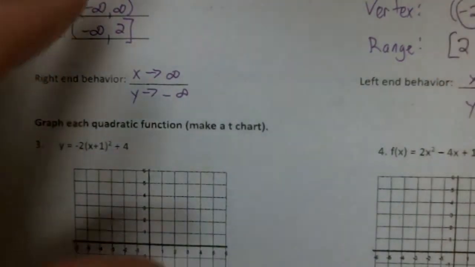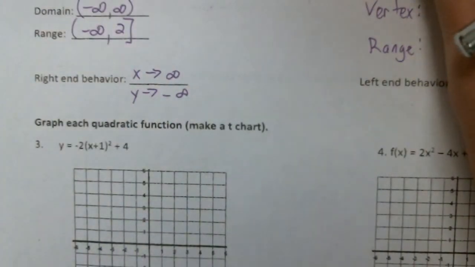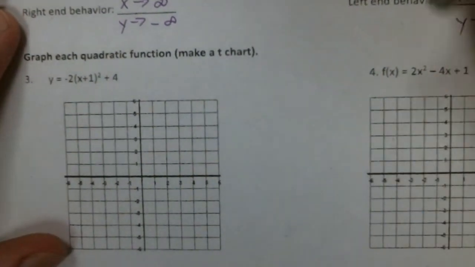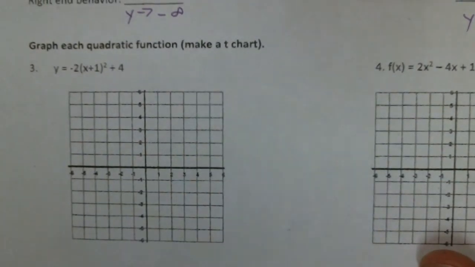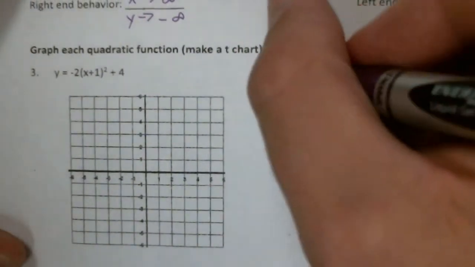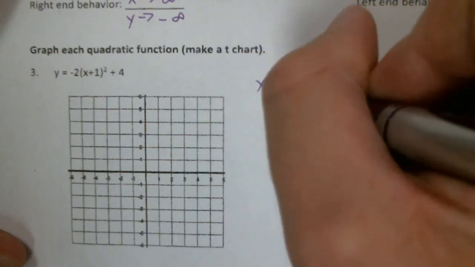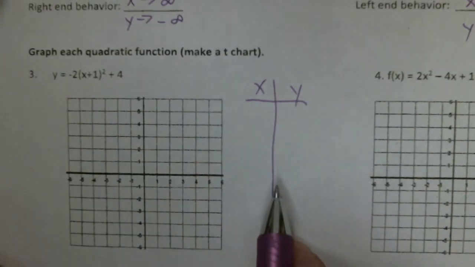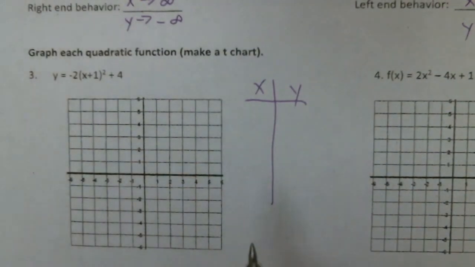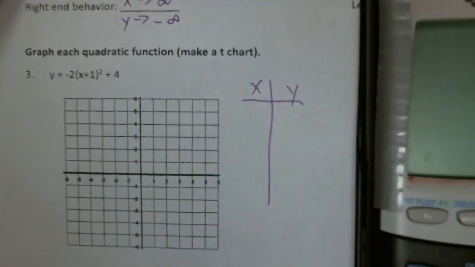Okay, so let's move on down to number 3. Okay, so it says graph each quadratic, make a t-chart. So I need to be able to graph my 5 points. We really need 5 points to plot an accurate graph for quadratics. Well, how do I get those 5 points? We're going to use our calculator, our trusty old calculator.